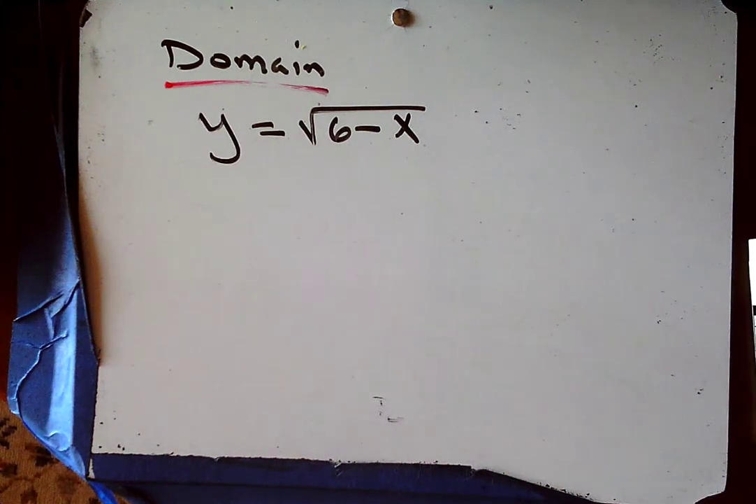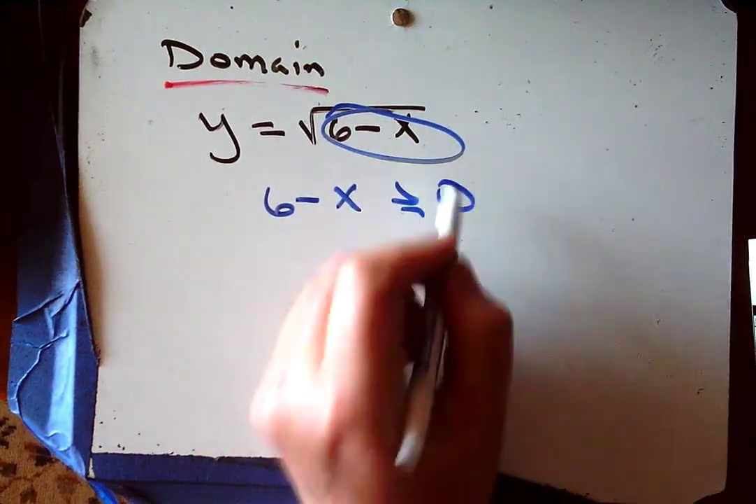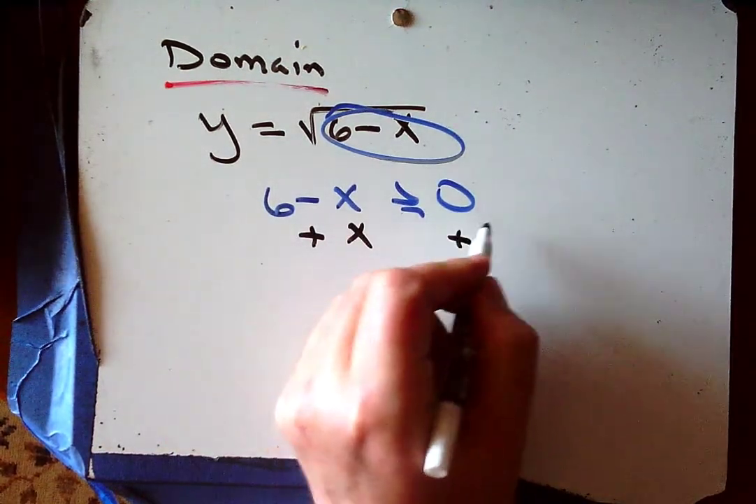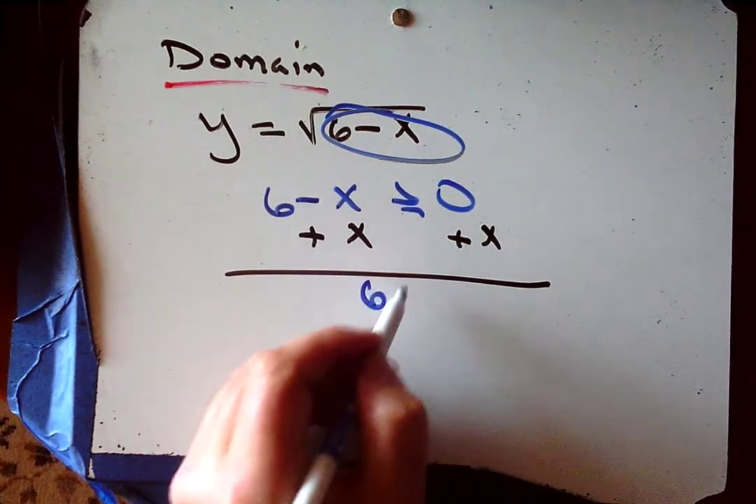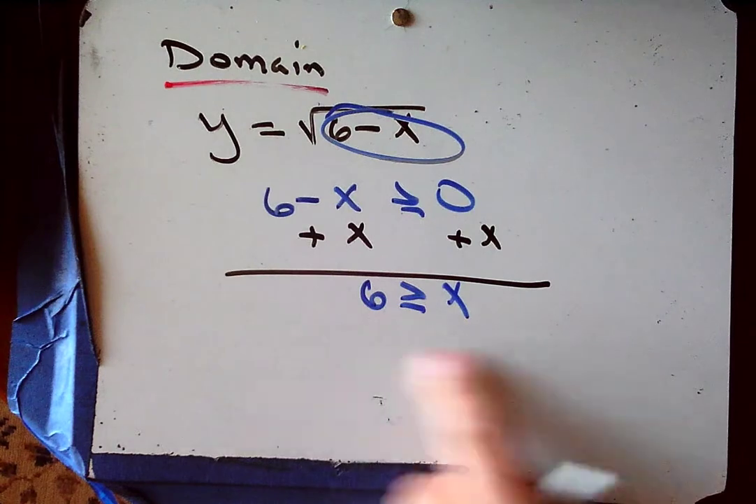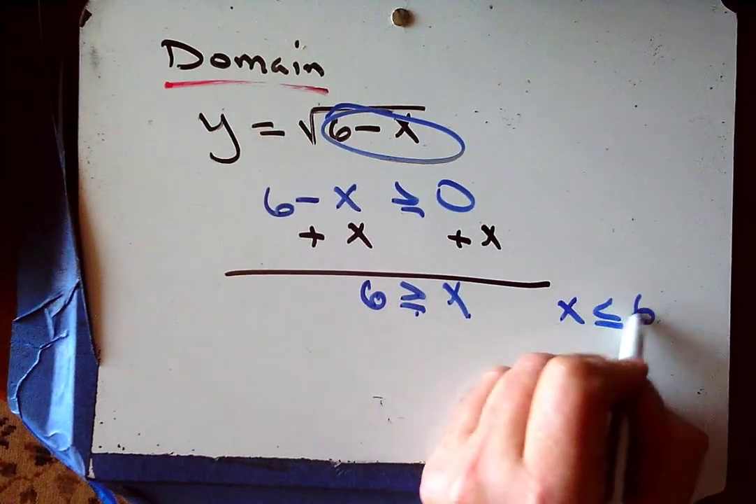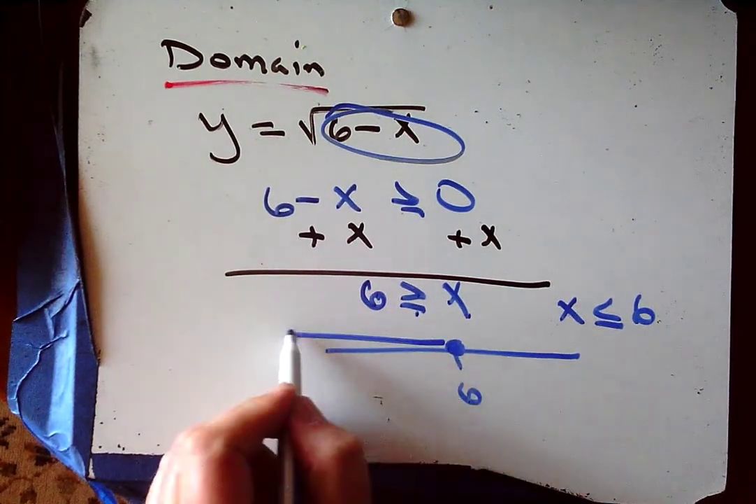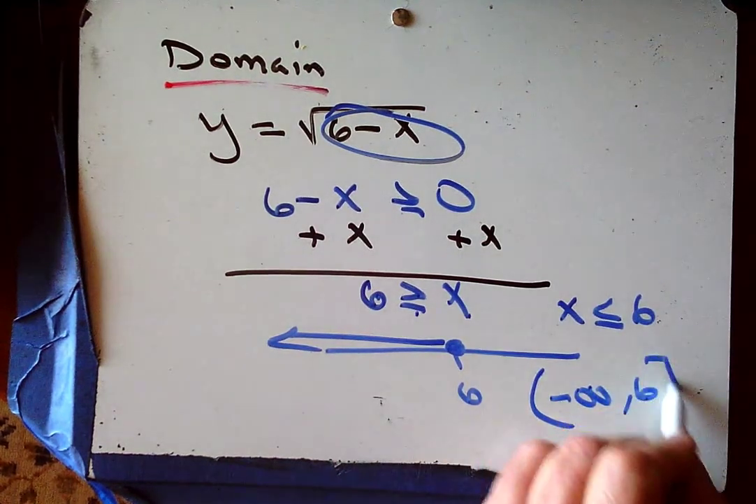Welcome back. Just like with the others, I'm going to set what's under the radical greater than or equal to 0. Now, I know many of you want to subtract 6 and divide by negative 1. That's 2 steps, and I'm just going to do one step and say that 6 is greater than or equal to x, or if I read it in this direction, x is less than or equal to 6. So on a number line, here's 6, could be equal to, these are the numbers less than, and so I've got negative infinity to 6 with a bracket.